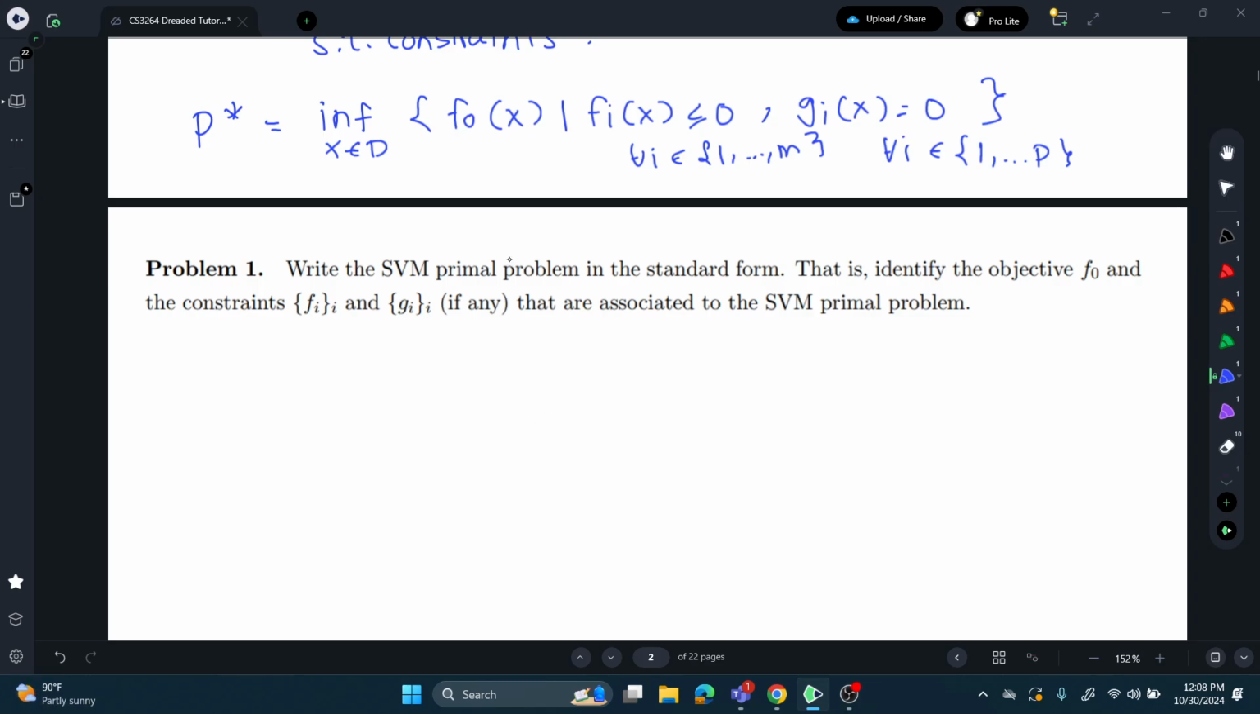So first problem, we want to derive what is the SVM primal problem. What do we mean by the primal problem? Primal is essentially just the original problem. So if you want to formulate SVM as an optimization problem, how would you derive the problem? That's essentially the purpose of this question. So we want to find the standard form. Then we want to identify what is the objective function, what do we minimize against, as well as the constraints.